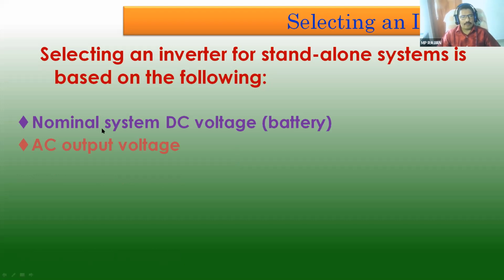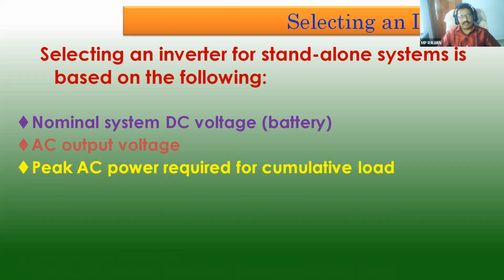Okay, so nominal system voltage, what is it? Accordingly you can select the inverter. What is the AC output voltage? Normally for single phase it is 230 volt, for three phase it is 400 volt. So what is the AC output voltage?